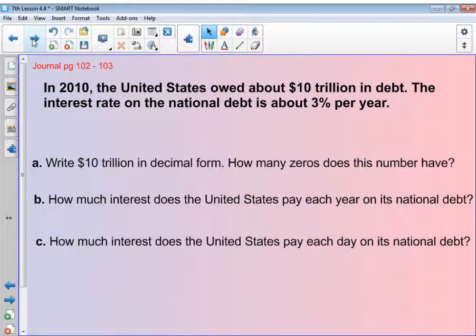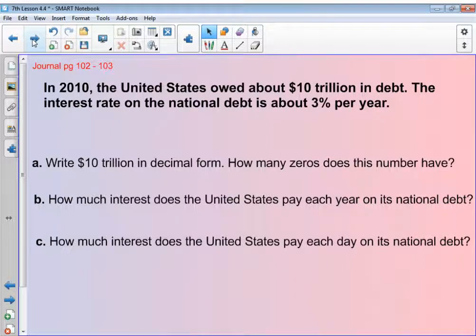It says in 2010, the United States owed about $10 trillion in debt. The interest rate on the traditional national debt is 3% per year. So 3% per year. And this is actually activity 3, so I must have skipped over activity 2. We'll come back to that later.